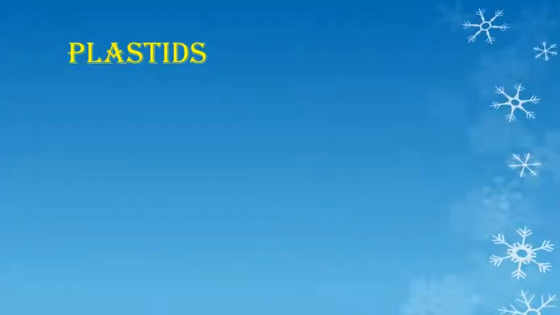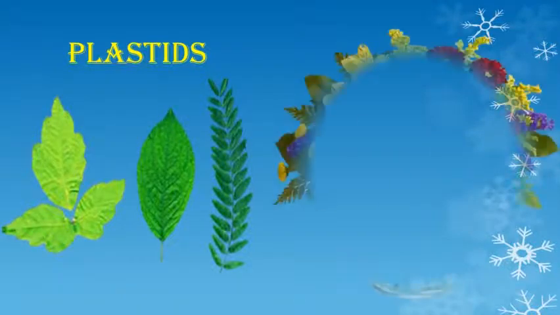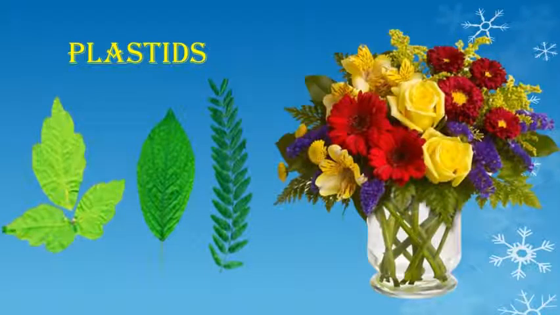Now the next cell organelle is the plastid. So students, why are plant leaves green and flowers red, yellow, orange or blue? That means why is the color of leaves green, and why are flowers present in various colors? So why is this so?